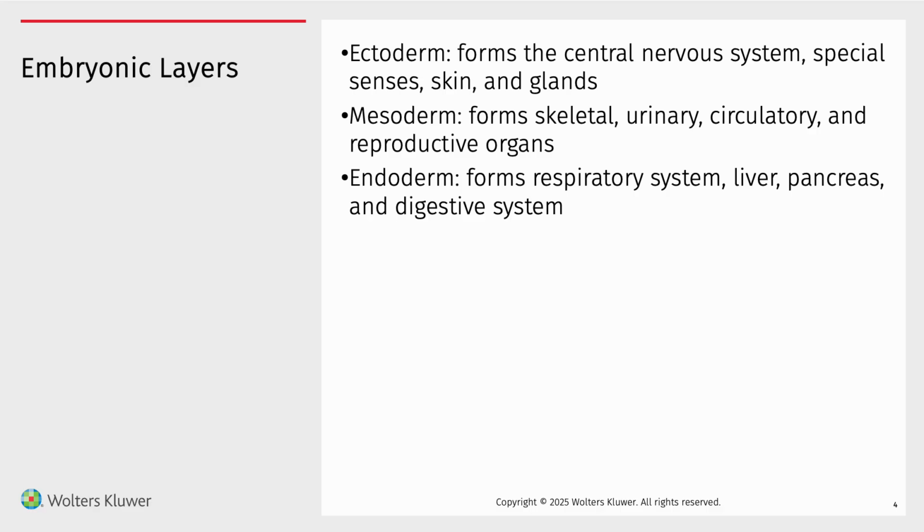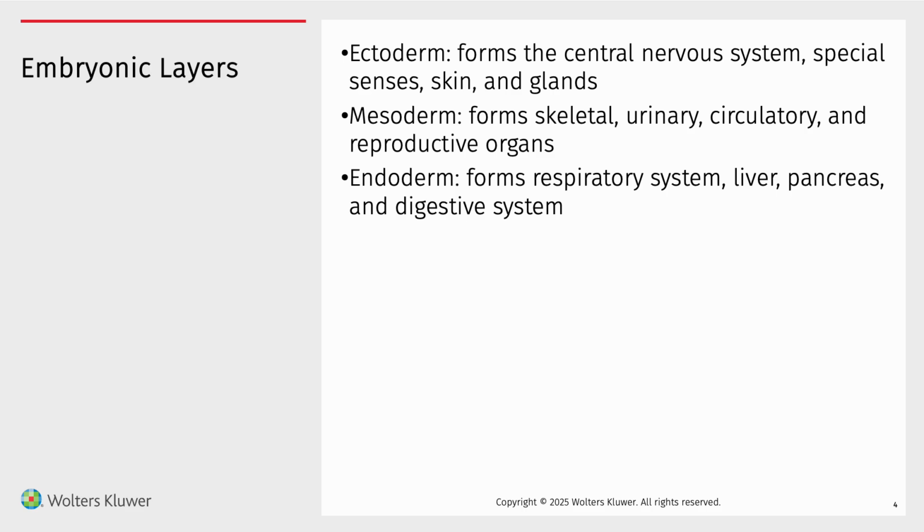So let's talk about the ectoderm. This forms the central nervous system, the brain, and the spinal cord. Special senses such as the eyes, the ears, and the nose, skin, hair, and nails, glands, mammary, sweat, and pituitary gland.